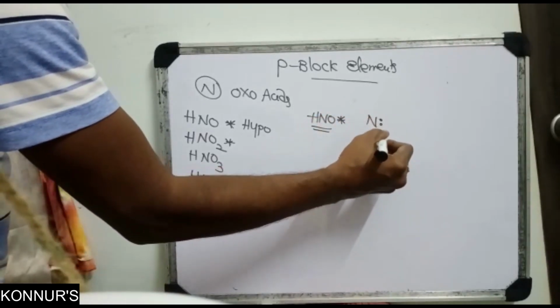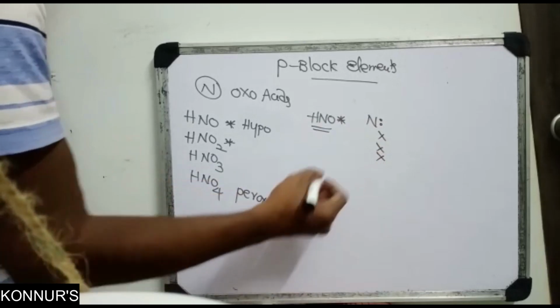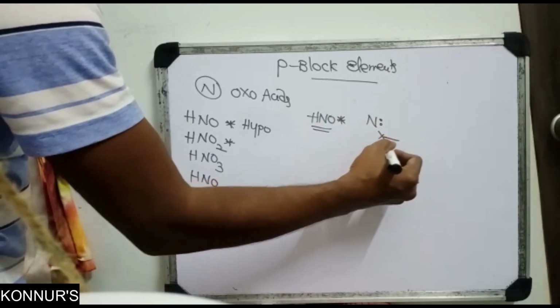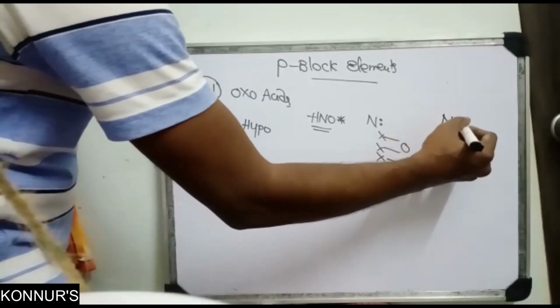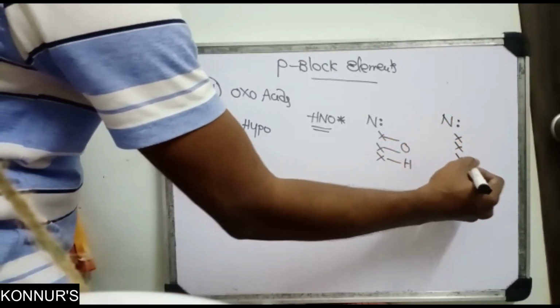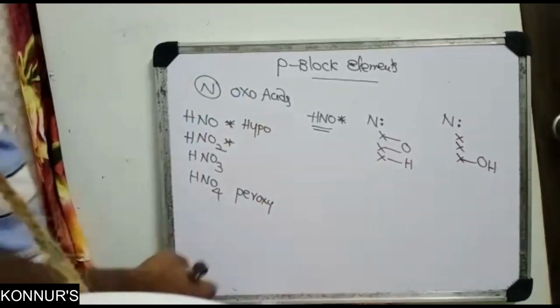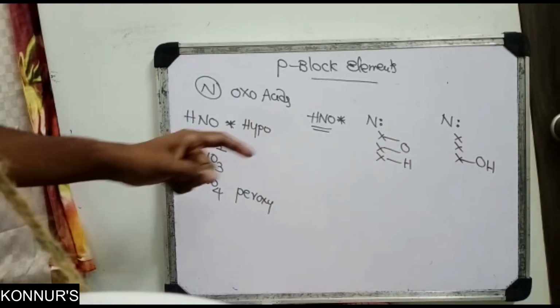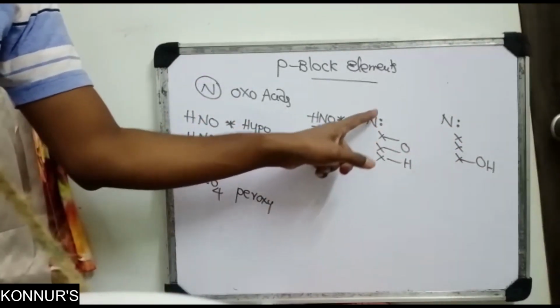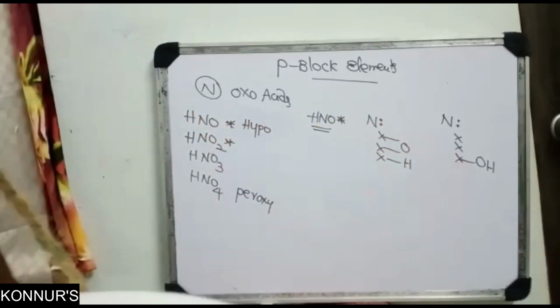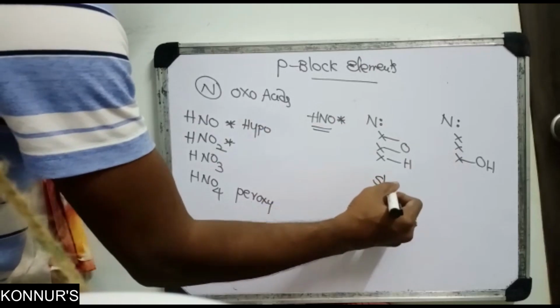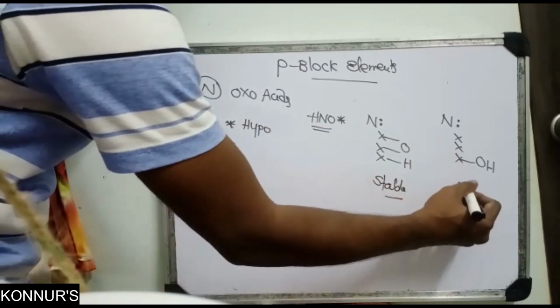Nitrogen has one lone pair and three single electrons, with one O and one H. So nitrogen, lone pair, 1, 2, 3, OH. The central atom which has fewer electrons has more stability. Compared to this, the other structure is unstable, so this is the stable one and this is the unstable one.